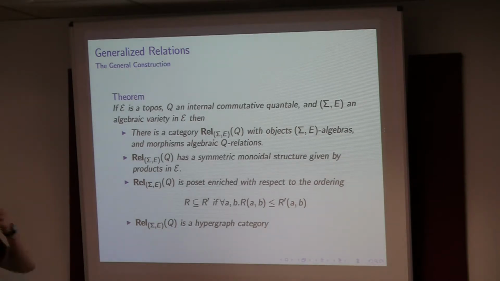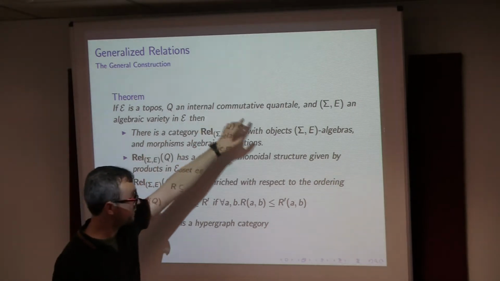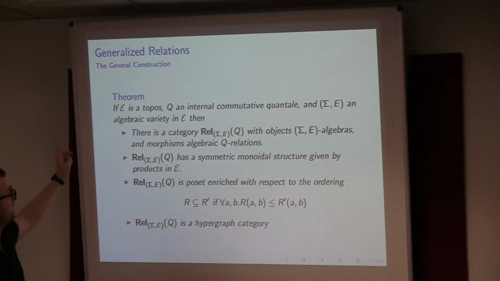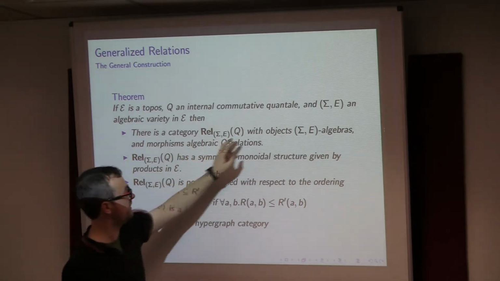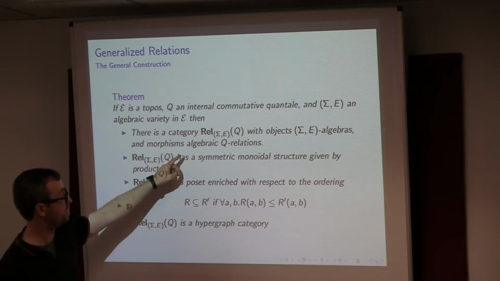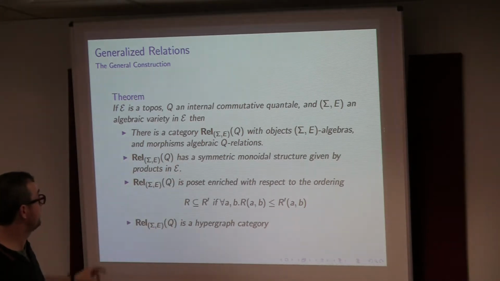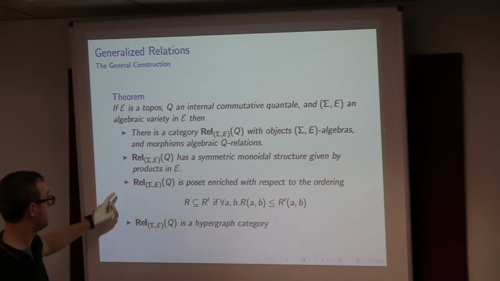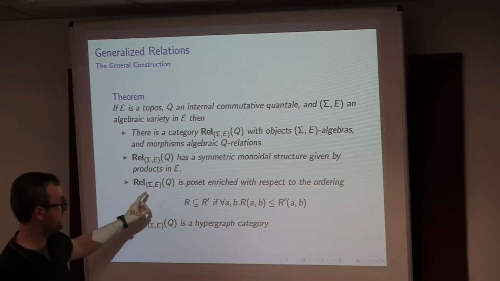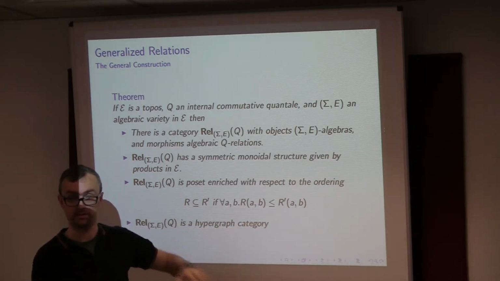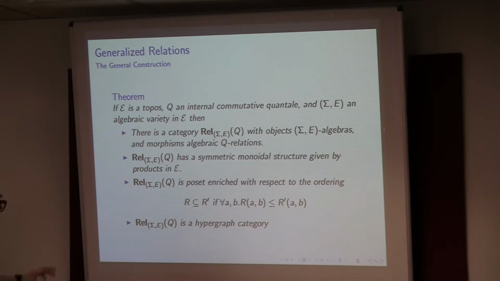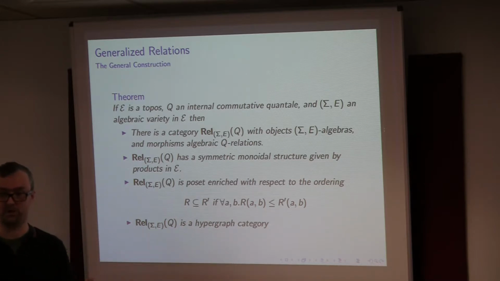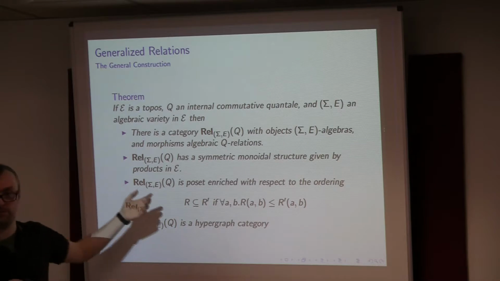Okay, so it turns out if we pick ourselves a topos, an internal commutative quantile in there, and we have some algebraic signature with some equations E, then we get a category of relations in there with objects the algebras and the morphisms the algebraic Q relations that we described a couple of slides ago. It has symmetric monoidal structure given by the product structure in the base category, and this category is poset enriched as well with respect to this generalized ordering that we saw earlier, just lifted up to the internal language and the internal logic. And this is a hypergraph category, so we found a way of churning out quite a few of these by varying three different parameters, I would say, at this point.